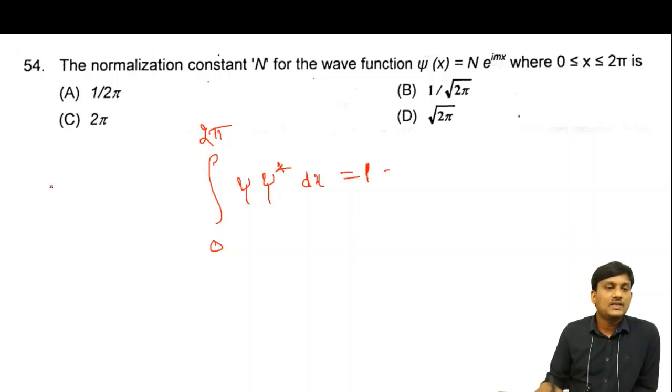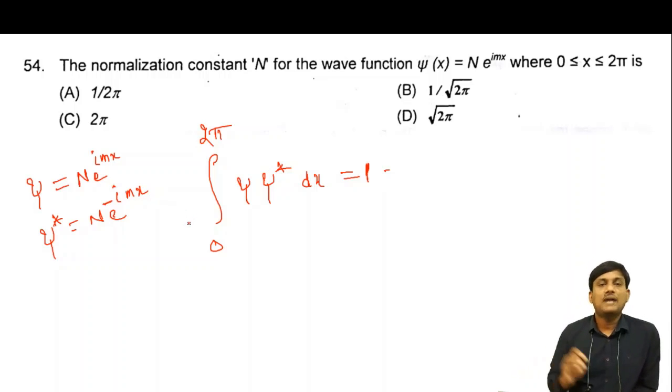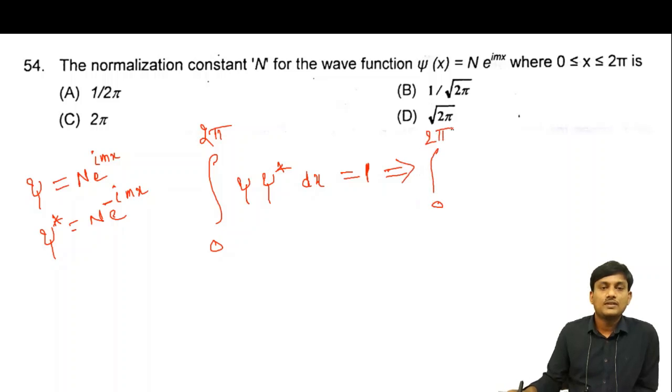Here we know the value of psi. Psi is equal to n into e power of imx, and psi star, the conjugate of psi, is equal to n into e power of minus imx. When you take psi star, i becomes minus i. So the integral from 0 to 2 pi of n into e power of imx, into n into e power of minus imx, dx, should be equal to 1.